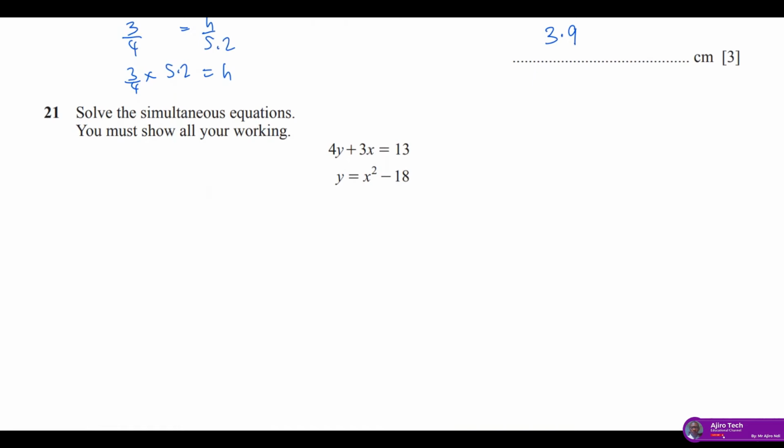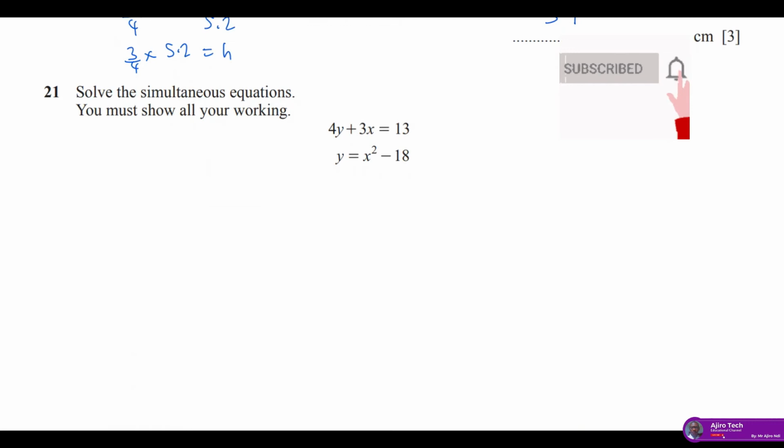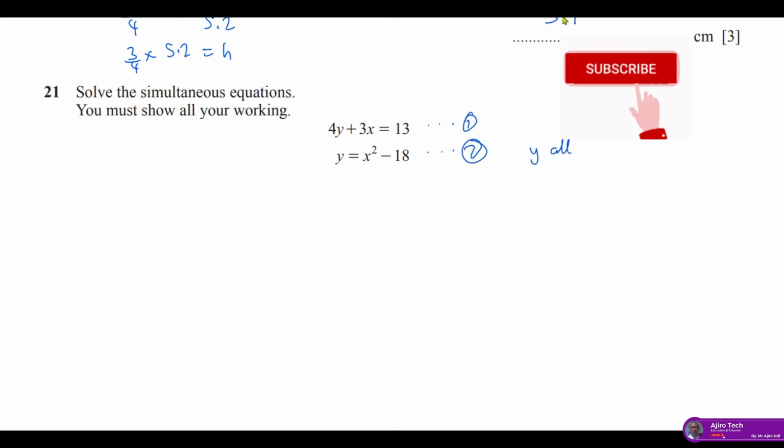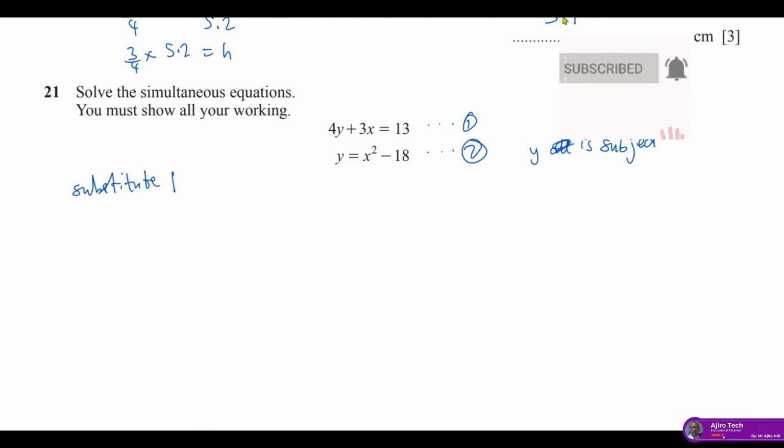Solve this simultaneously. Now, this is equation 1, equation 2. Y is already the subject here. So substitute for y in equation 1. So 4 into the value of y, plus 3x, is 13. What is the value of y?